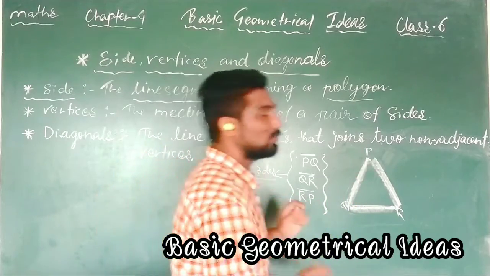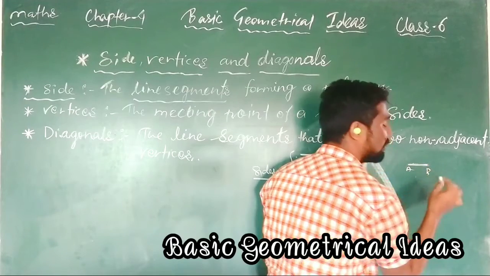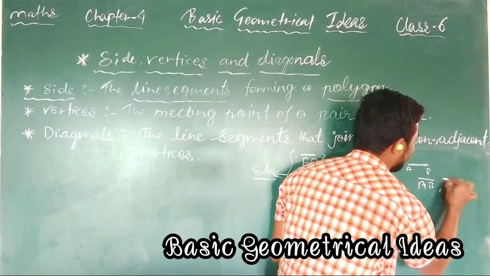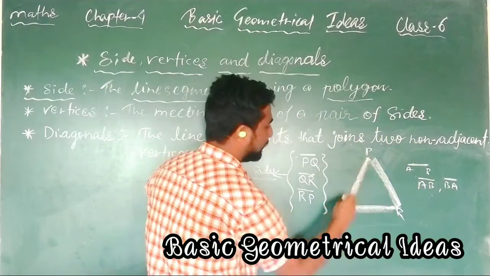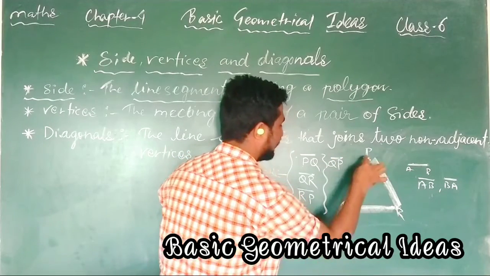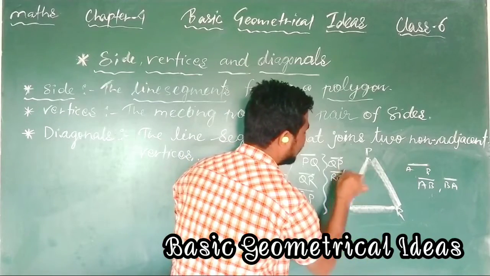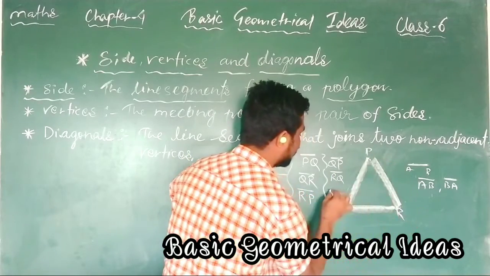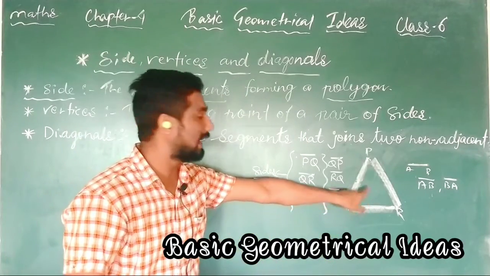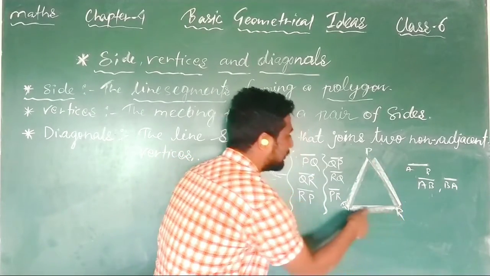One more thing: if this is line segment AB, it can be read as AB and also as BA. In the same manner, PQ can be written as QP, QR can be written as RQ, and the third one, RP, can be written as PR. It is correct. So these are the line segments or sides, and by joining these 3 sides this picture is made.